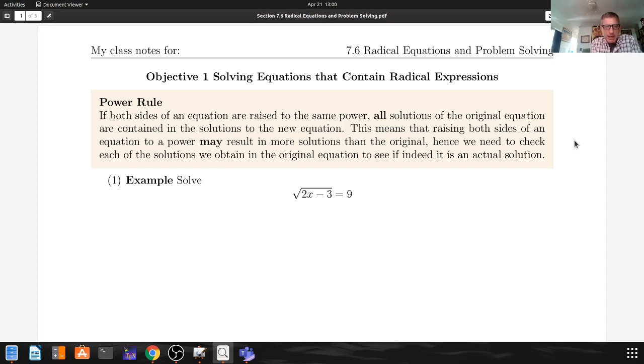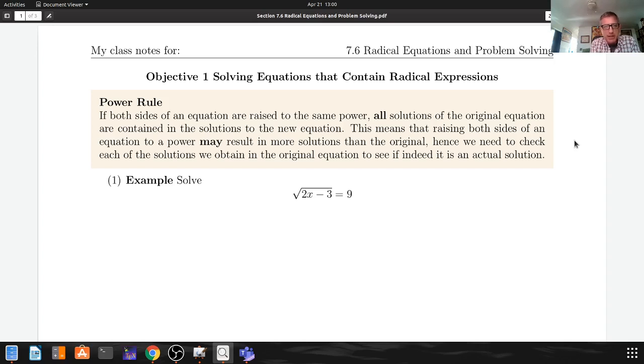So here's an example, example 1. We'll solve this in just a second. Notice that the left-hand side is under the radical. The variable is under the square root symbol. And the only way we can get it out is to square both sides. That's the only way we can solve this solution using our normal techniques.